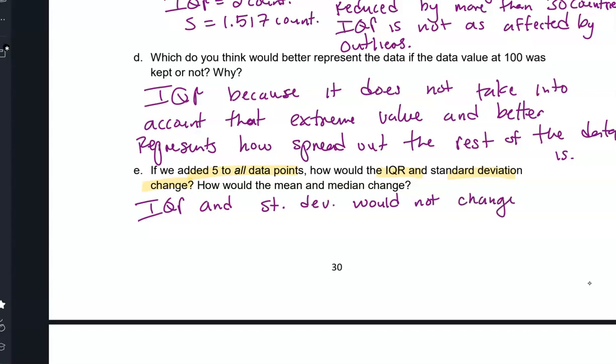How about the mean and the median though? If I added 5 to everything, how would mean and median change? Those would be increased by 5. Mean, x bar, and median would both increase by 5. So that's kind of fun. If you rescale the data, if you shift it in this case, then it is going to change some statistics, but not all of them.